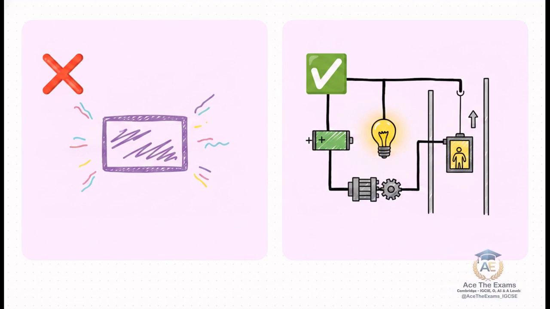In contrast, consider a context-specific answer. Work is done by the electric motor against the gravitational force of the elevator. Electrical energy from the mains is transferred into the gravitational potential energy of the elevator system. Do you see the difference? It's perfectly linked to the scenario.